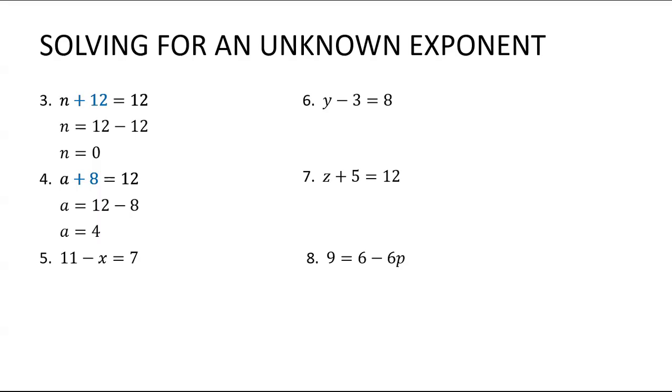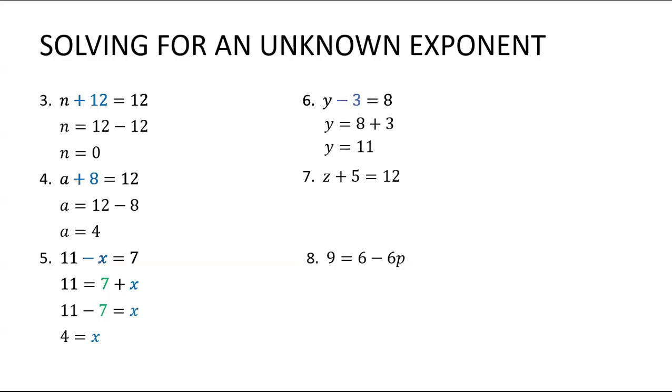For number 5, instead of transposing 11, you might have transposed negative x. You ended up having 11 is equal to 7 plus x. And then you transpose 7, which will give 11 minus 7, which is x. And 11 minus 7 is 4. So x is equal to 4. For number 6, transpose negative 3. You'll have 8 plus 3. 8 plus 3 is 11.